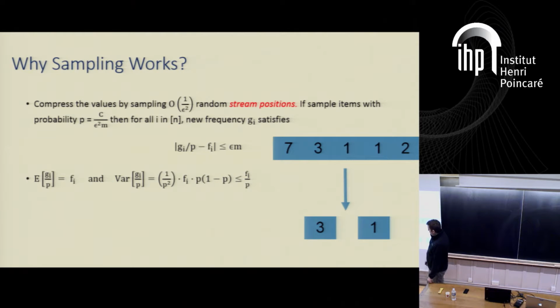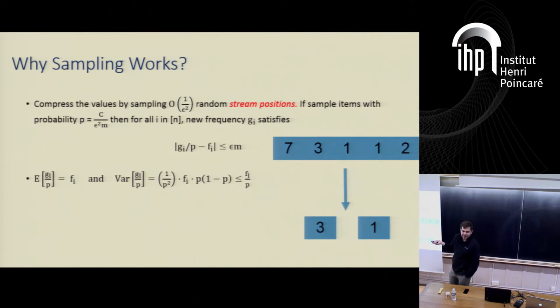OK. What is the variance of this estimator, the variance of g_i over p? I can pull out a 1 over p squared, and I have the variance of g_i. And what is that? Well, it's the sum of the variances over the updates, because I'm independently sampling. I have f_i updates, and the variance for each of them is p times 1 minus p. So the variance is at most, just dropping the 1 minus p, the frequency f_i over p. Everyone following everything? OK, good.